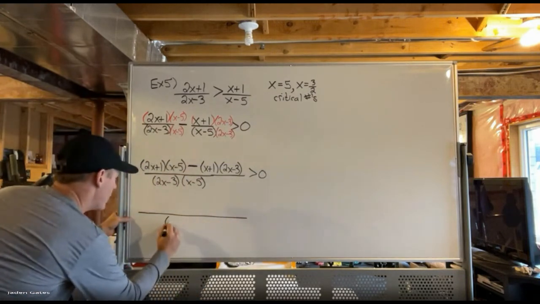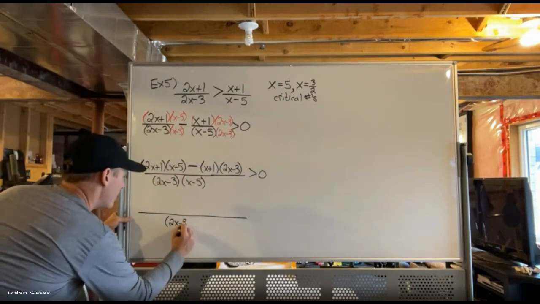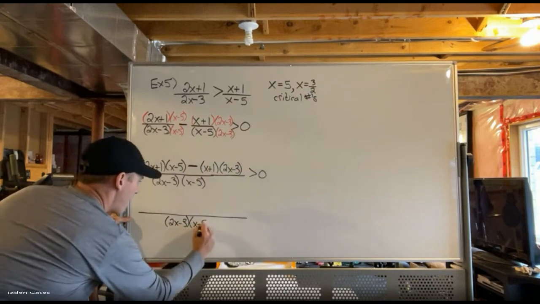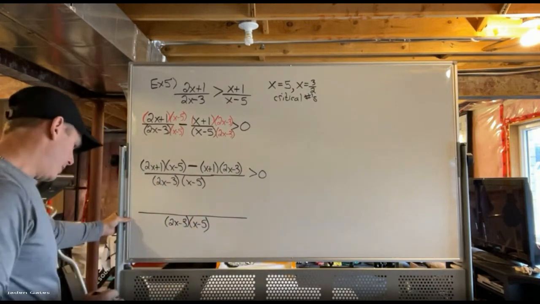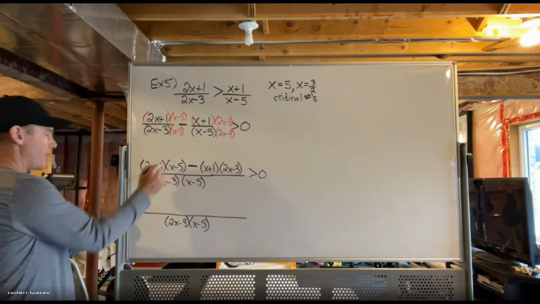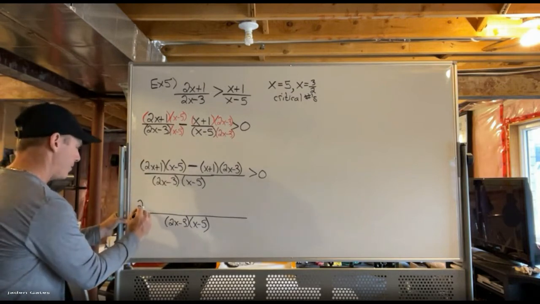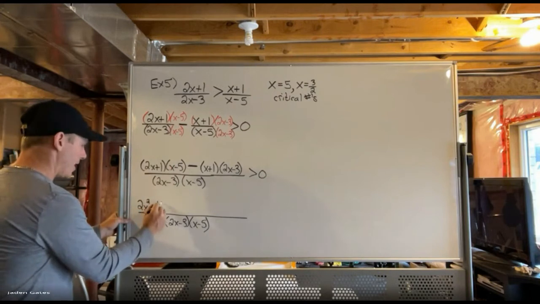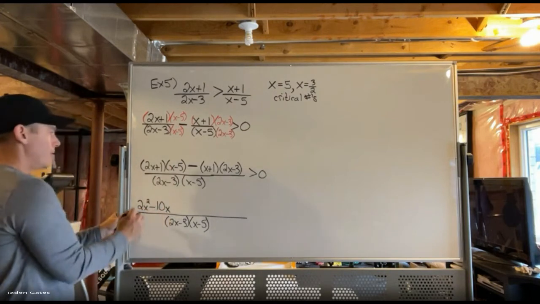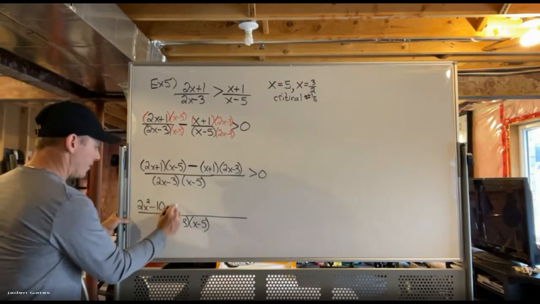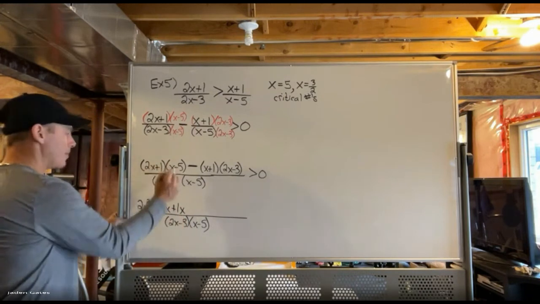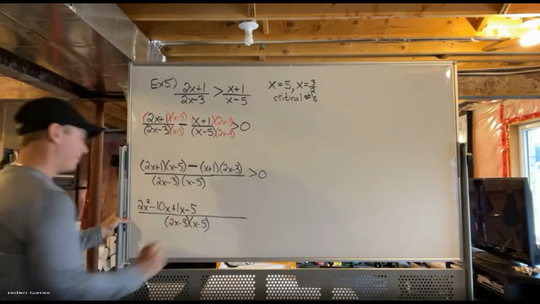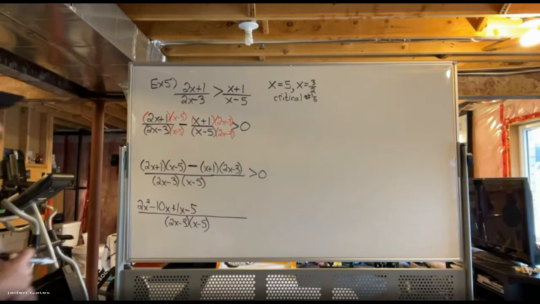All right, so again, using FOIL here. All right, so again, there's my common denominator. All right, so let's see here. 2x times x, 2x squared. 2x times a negative 5 is a minus 10x. 1 times x is an x. And then 1 times a minus 5 is a minus 5. All right, so there's the first FOIL done.